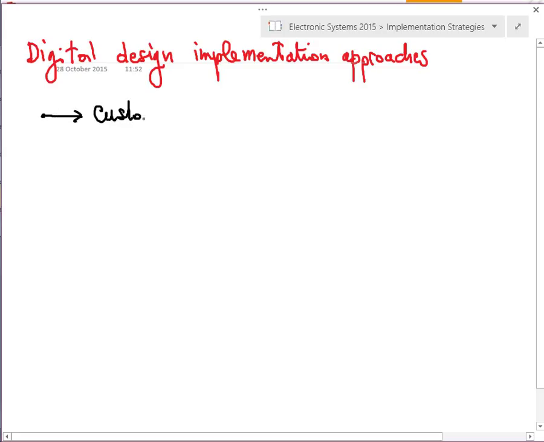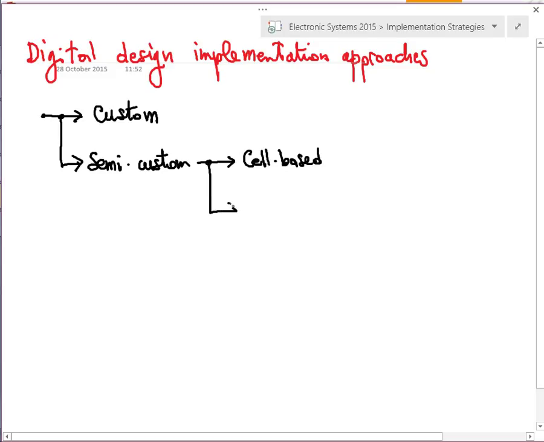One is to do a custom design, which is to make a design completely ad hoc for the chip we have at hand. The other possibility is to do a so-called semi-custom design. For the semi-custom design, we have two main options. One is to do a so-called cell-based design. And the other one is to do a so-called array-based design. Now we will look into these options one by one.